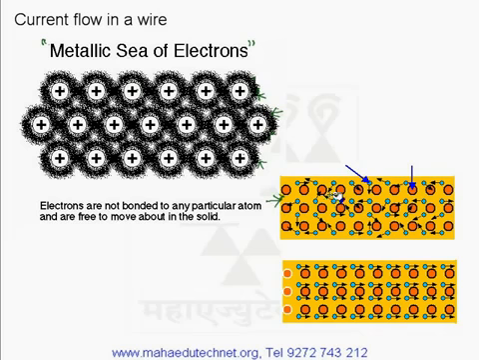But when an electric supply is connected to this metallic wire, suppose the electric source is connected with its negative plate here and its positive plate here, all these negatively charged electrons are attracted towards the positive plate of the voltage source.